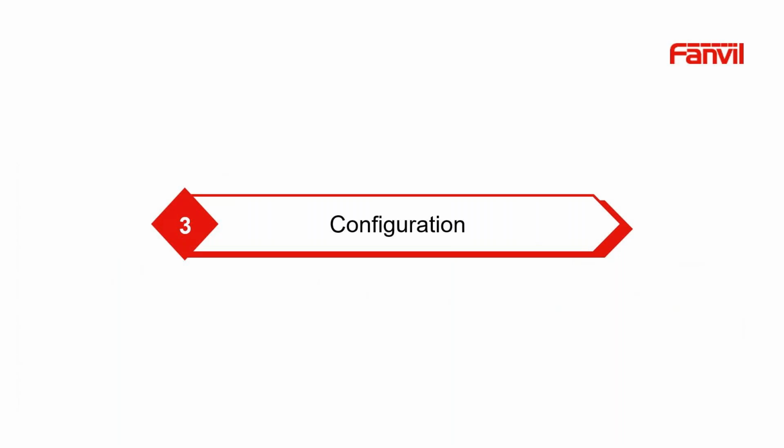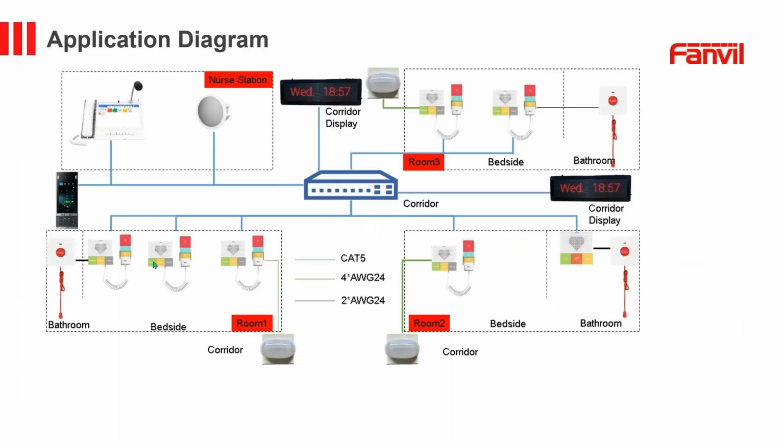Now, let's explore the configuration of the nurse call system. Firstly, we have the application diagram. Each room is connected via the network, and the master station is connected to the other rooms via the network with the same LAN. We have rooms that have intercoms in each bed, and in the bedroom we have the emergency button. We also have the corridor lights, and at the nurse station we have the console IP phone and a speaker.